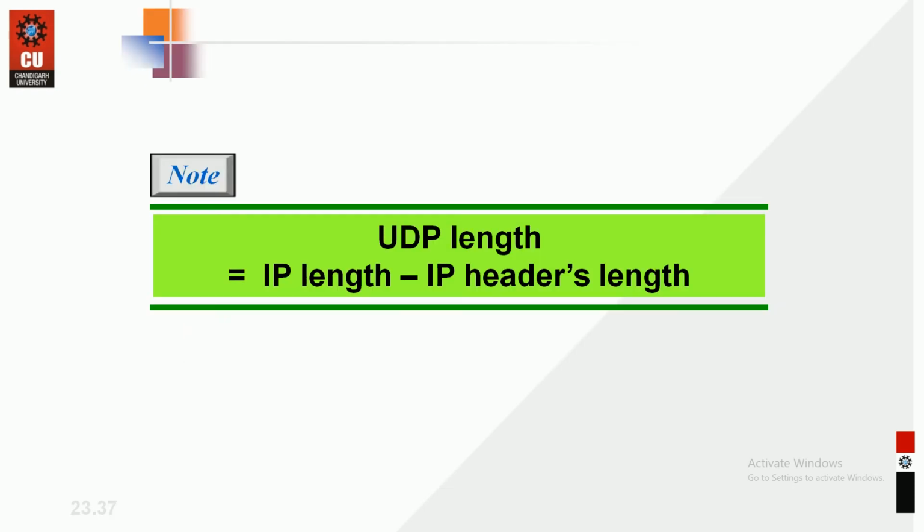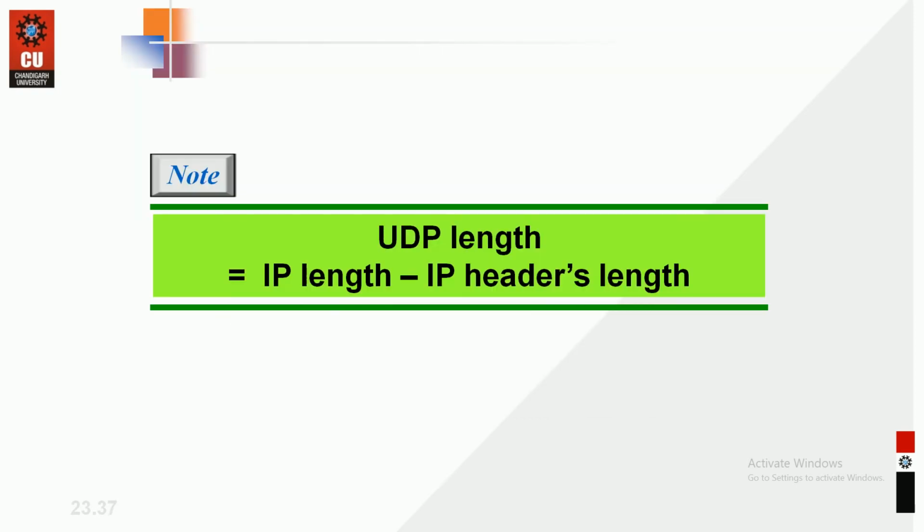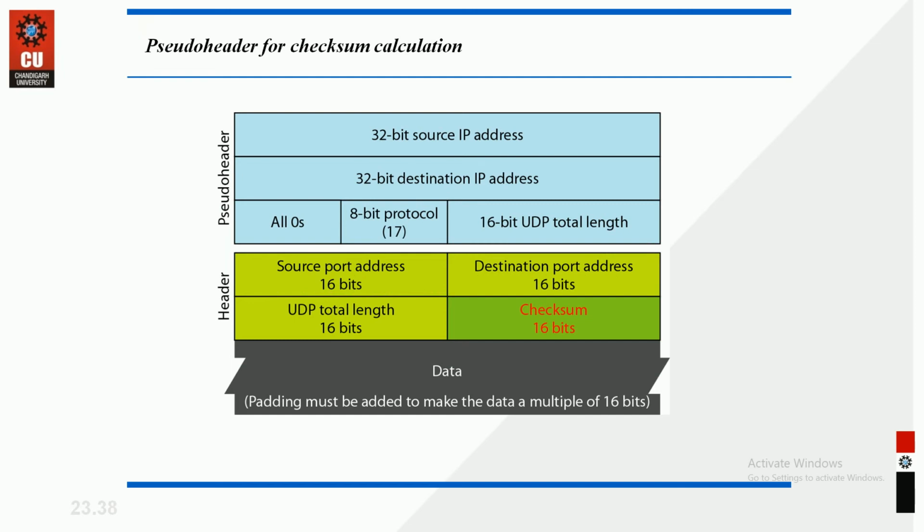Now UDP length. UDP means user datagram protocol length. That is the IP length minus the IP header length. Let's see the pseudocode for the checksum calculation. Here we are talking about the transport layer. Don't forget, IP, internet protocol, works on the network layer, right?